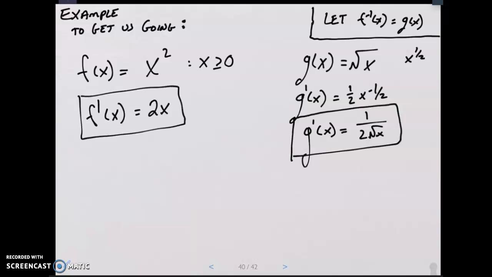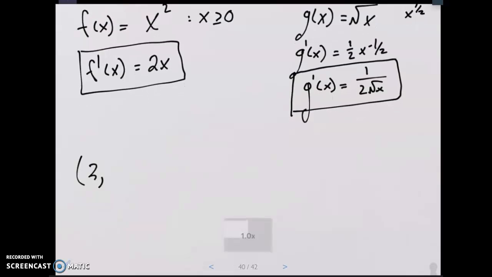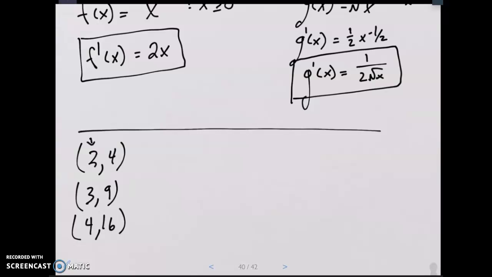Now let's plug in some easy points here. My inputs are 2, 3, and 4. If I plug 2 into f, I get 4. If I plug 3 into f, I get 9. If I plug 4 into f, I get 16. I'm going to plug the input into f prime to find out what f prime is, and I'm going to plug the output into g prime to figure out what g prime is.